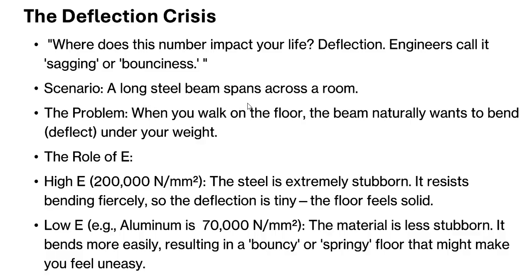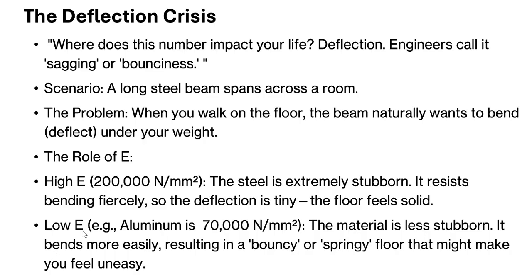Scenario: a long steel beam spans across a room. When you walk on the floor, the beam naturally wants to bend, to deflect under your weight, right? Here is the role of E: the higher the E, 2 into 10 power 5 Newton per mm square, the steel is extremely stubborn. It resists bending fiercely, and so the deflection is tiny. The floor feels solid. Here the stiffness of the steel is very high.